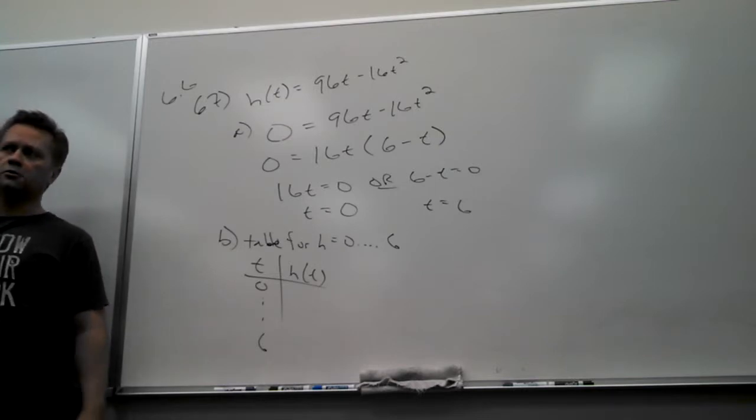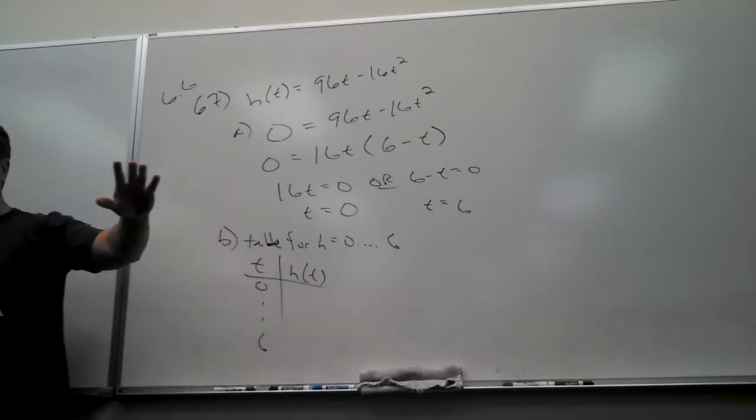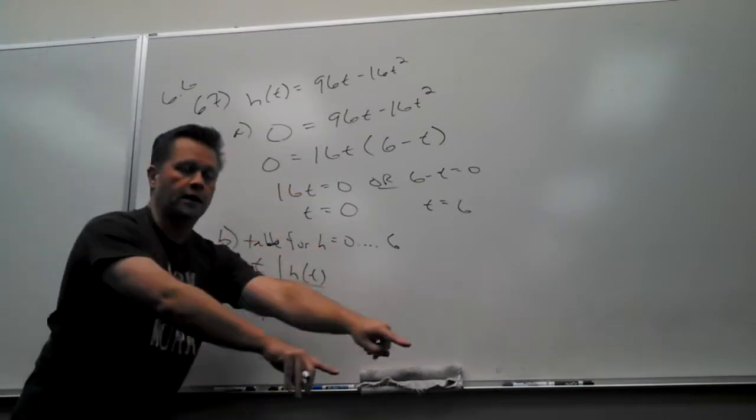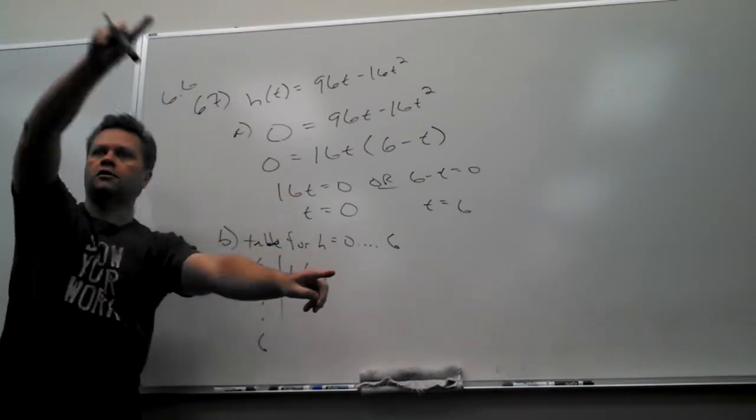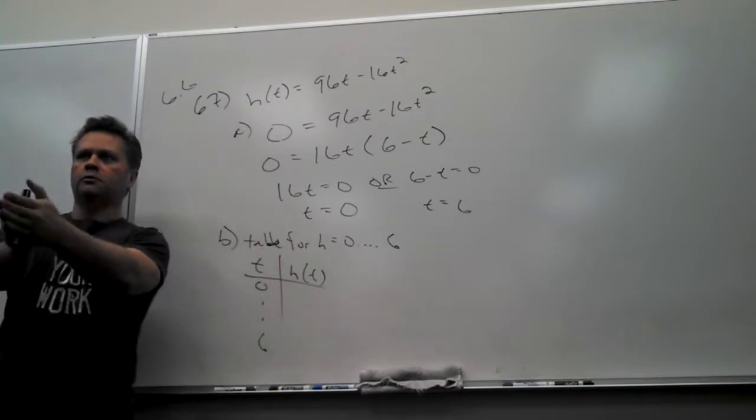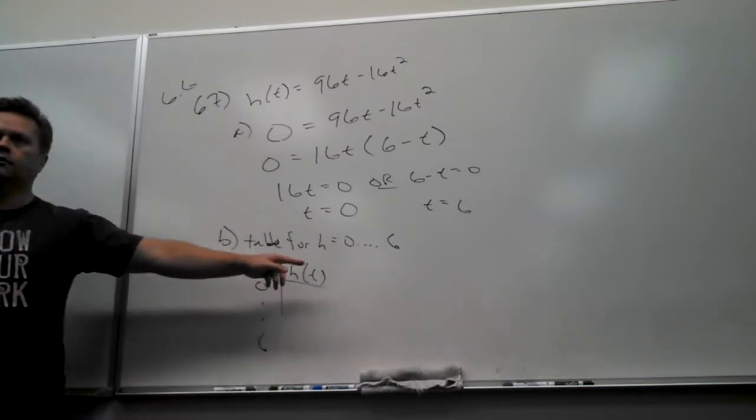You guys would probably be able to predict that if at 0 it's on the ground and at 6 it's back on the ground. When do you think it's at the tallest, the highest point? 3 seconds. Probably at 3 seconds. So you're going to prove that by making this table.